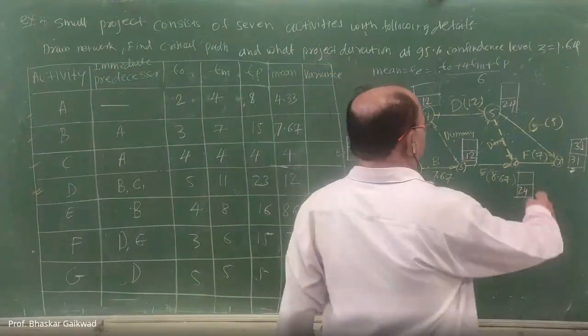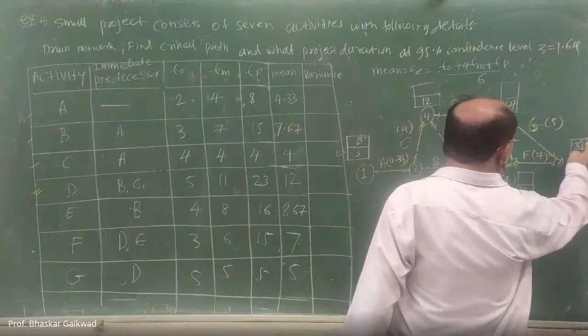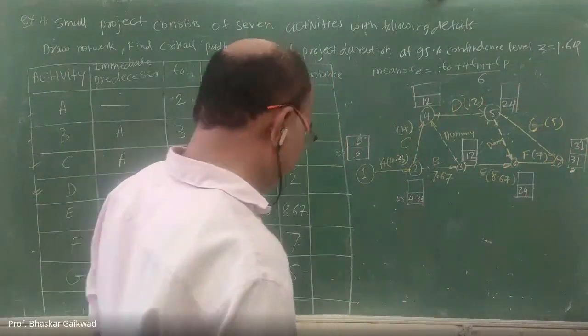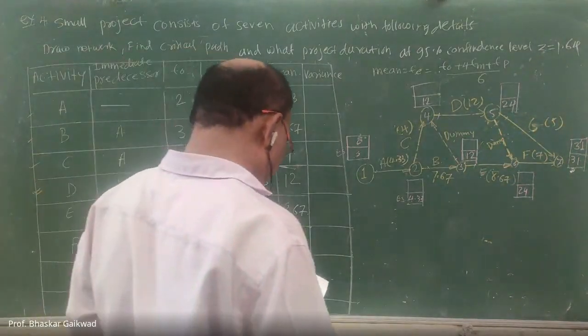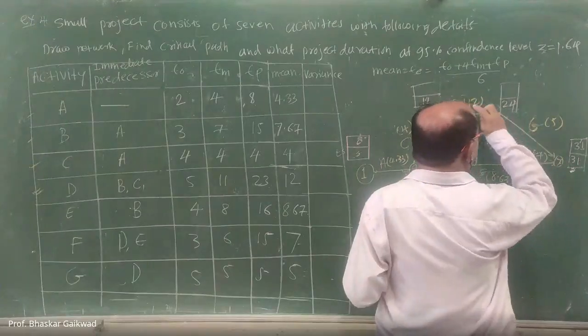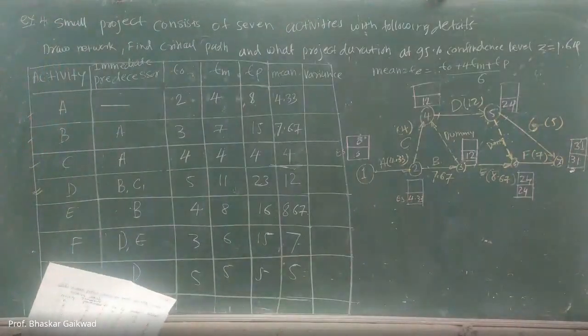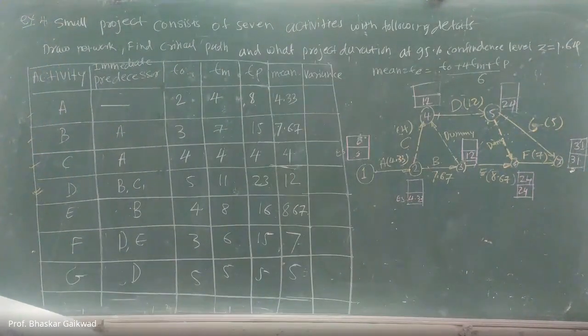So out of this, you have to give this. So the 5 to 6 activity. 31 minus 7, that is 24. 31 minus 7, 24. Now you come to node 5. At node 5, 31 minus 5. How much there?